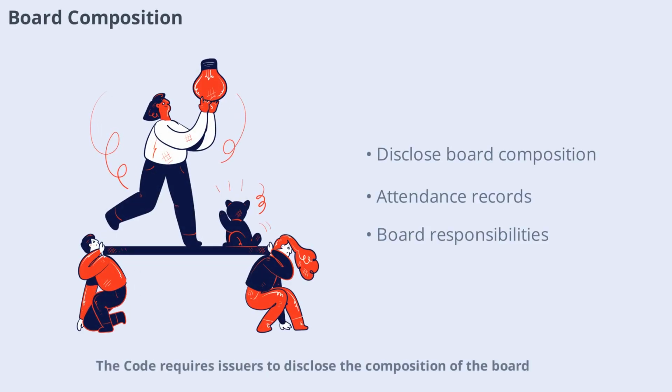A well-composed board is essential for effective governance. The code requires issuers to disclose the composition of the board, including the names and categories of directors, such as chairman, executive directors, non-executive directors, and independent non-executive directors. Information on board meetings, attendance, and the responsibilities of both the board and management must also be included. This transparency helps shareholders assess the board's effectiveness and independence.